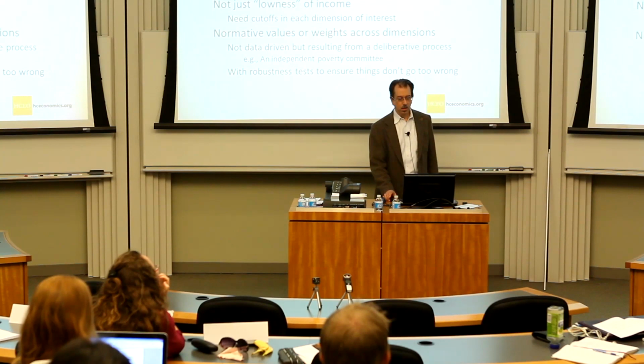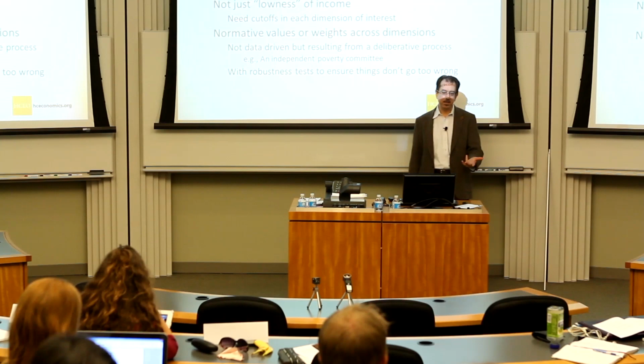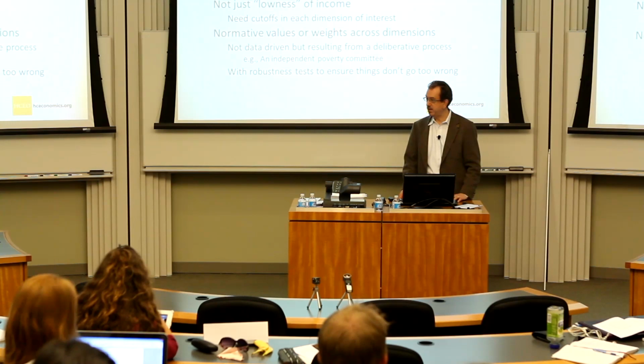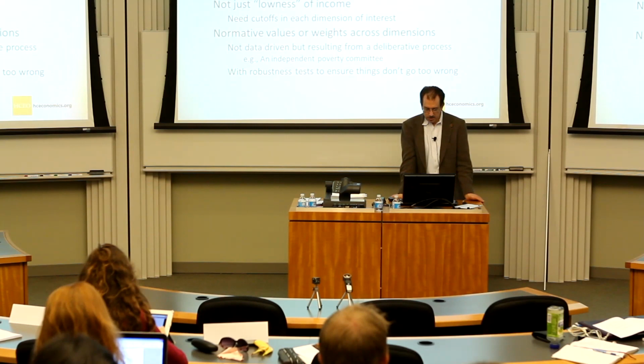Now, in our book, we offered some general guidance for creating a poverty measure using the capability approach, and the idea is like this. Poverty is seen as a capability deprivation or a functioning deprivation, something of that type. Not just lowness of income, okay? So what does it mean to be a deprivation? You have to establish deprived. What does it mean to be deprived or not deprived? So you have to have cutoffs in each dimension of interest or in each variable of interest. And then you have to think about normative weights across dimensions.